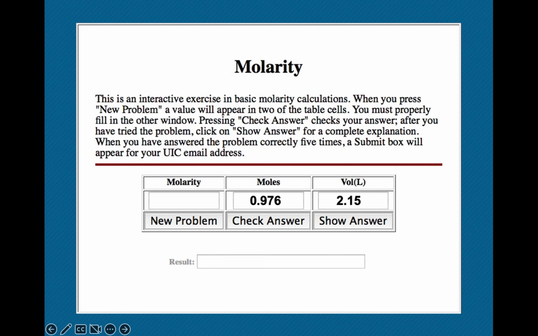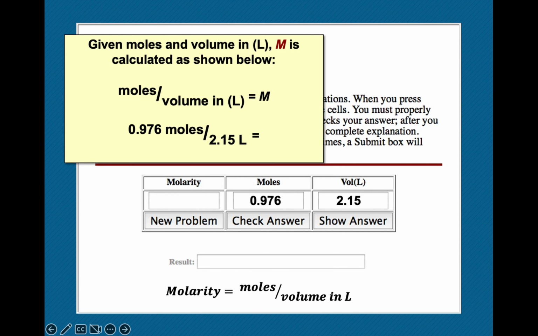All right, here we are missing molarity. We have moles and we have volume. We remember that molarity is simply moles divided by volume. That couldn't be simpler, could it? Moles divided by volume. Volume must be in liters, remember that. 0.976, 2.15. We're at 0.454.